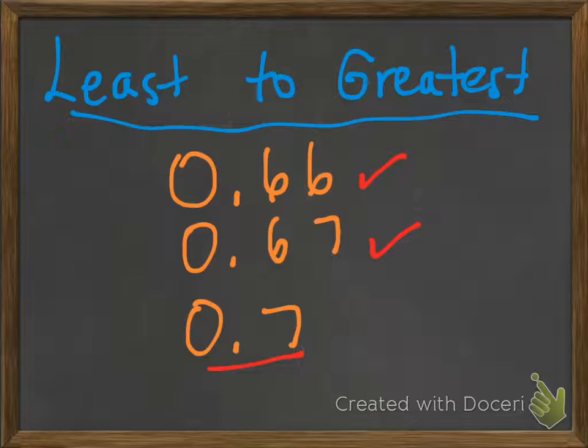Another way of looking at this is you can actually add a 0 over here. You can add as many zeros as you want, and we could even say it's 70 hundredths. So if you just go in order regular numbers, 66, 67, and then 70, 70 would be our greatest.